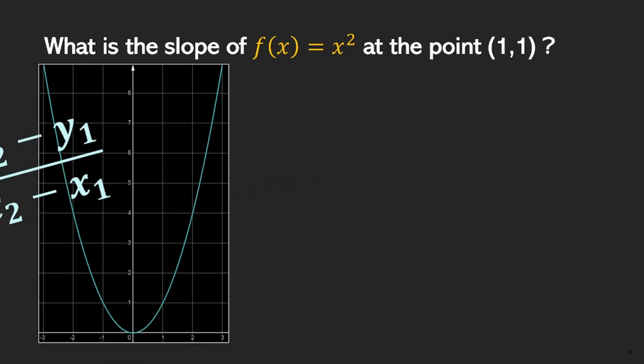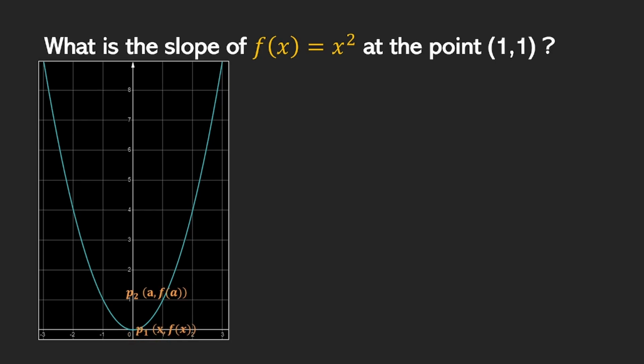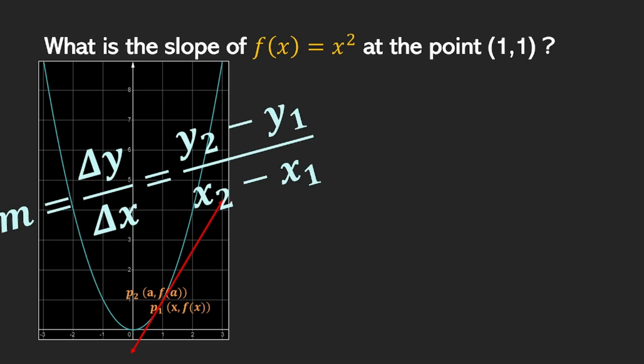Alright, and that's how we'll get an estimation for the slope at 1. But what if we want a more accurate representation of the slope? What we can do, and I'm going to run that animation again, is take x and f of x, or point 1, really close to point 2, and again draw that line, and take the slope of that line with the same formula.